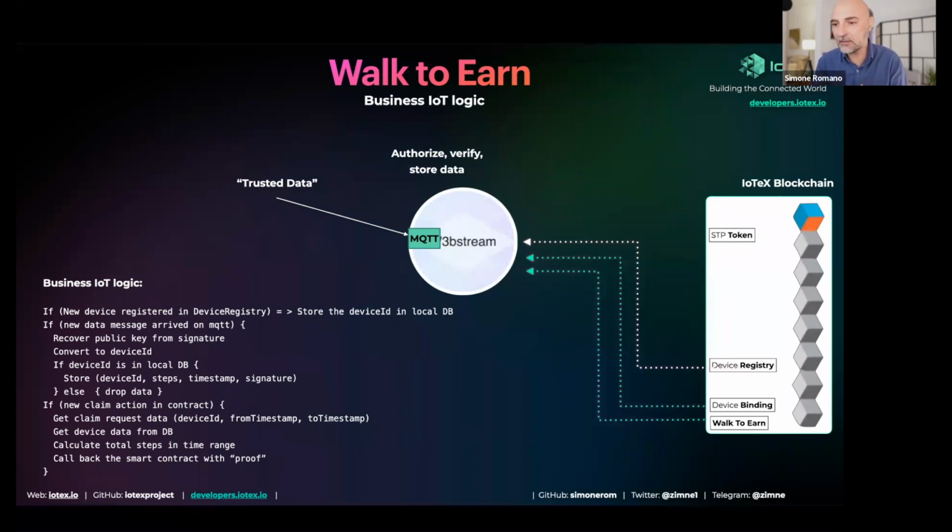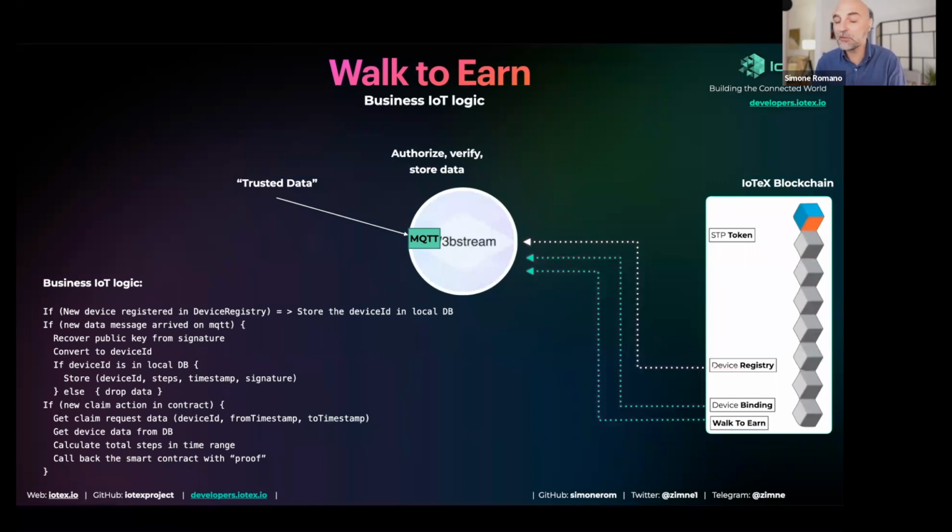As I said, you could also just query the device registry smart contract on chain and see if that specific device ID is registered. And if this device ID is registered, then we will just store in a different table, where we store the IoT data, the actual device ID, the number of steps that are contained in the message, the timestamp contained in the data message, and the signature also contained in the MQTT message.